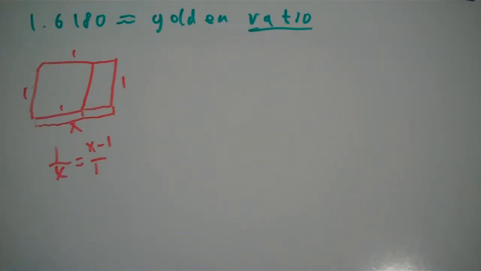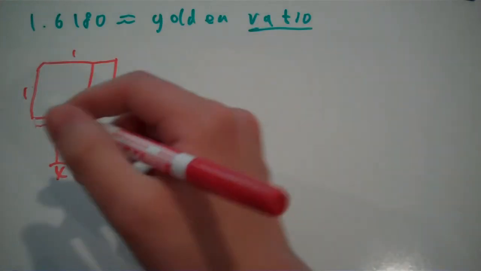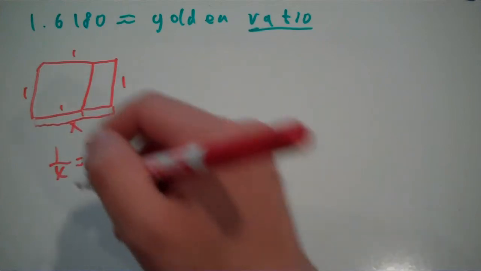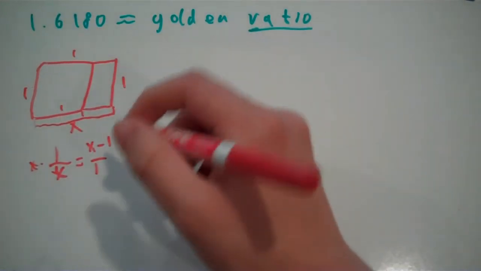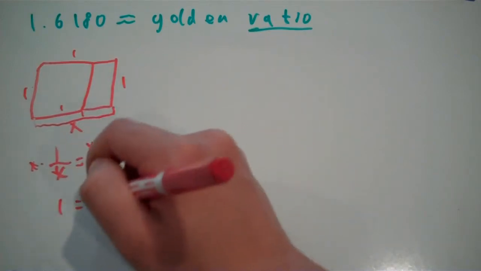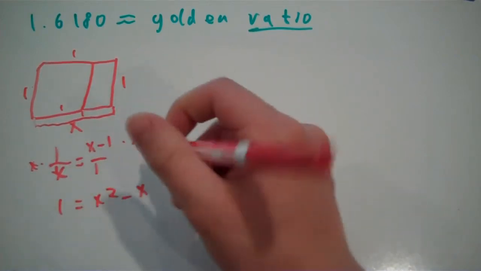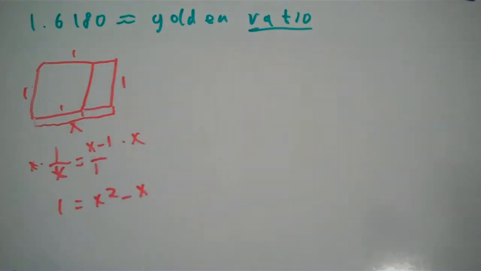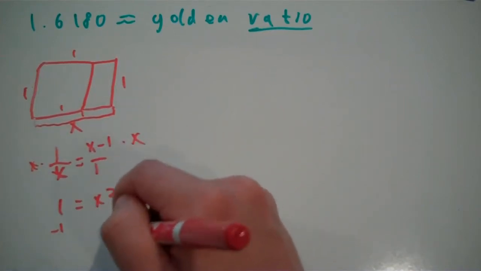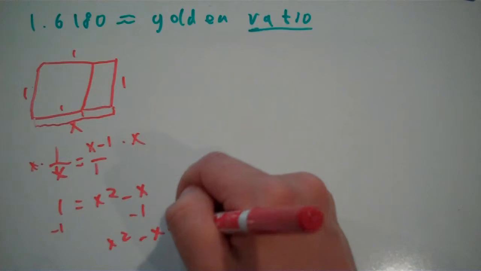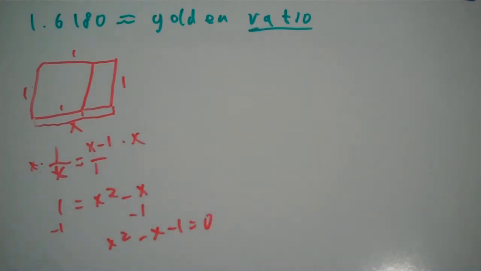Now, from this point, we can then solve for x. And the special thing about x is phi, and I'll show you how. So, we'll multiply x to both sides from down here. So we now have 1 equals x squared minus x. And we can just ignore this over 1, because anything divided by 1 is just itself. Now, we'll subtract 1 from both sides, giving us x squared minus x minus 1 equals 0.